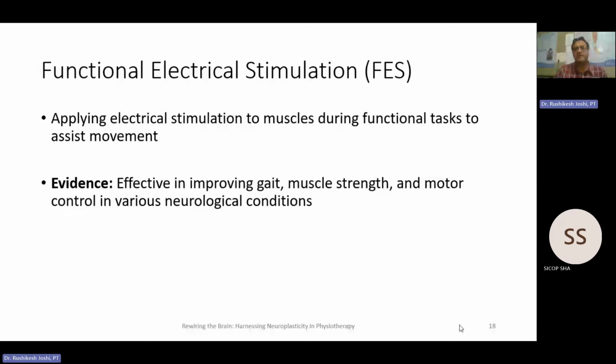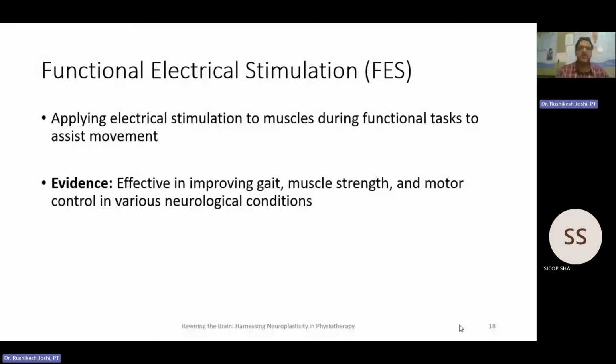So even FES works on the principle of neuroplasticity. And of course, in gait rehabilitation, functional electrical stimulation is very widely used. All right, increase in muscle strength and motor control in various conditions, especially hemiparetic stroke patients, even the spinal cord injury patients. Functional electrical stimulation is widely used.